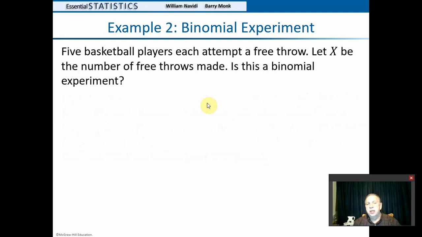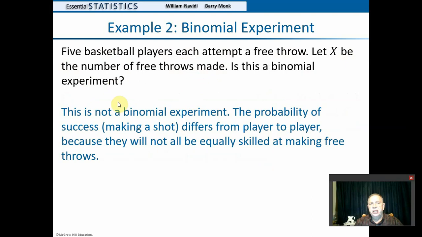Now consider this one. 5 basketball players each attempt a free throw. Let X be the number of free throws made. Is this a binomial experiment? In this case, it's not. The reason is the probability of success, making a shot, differs from player to player. It would all depend on each individual player, because they would not all be equally skilled at making free throws.